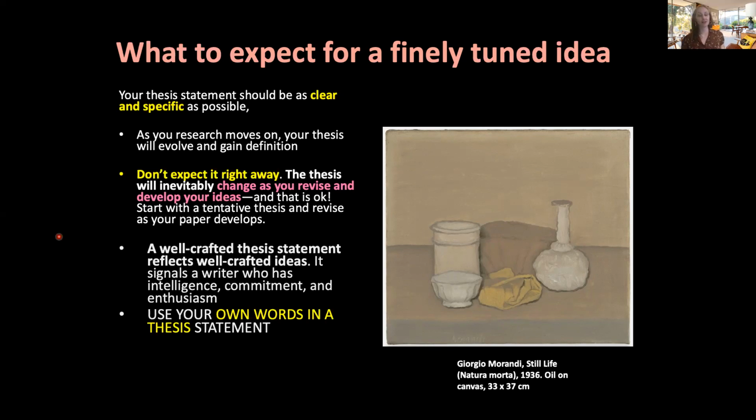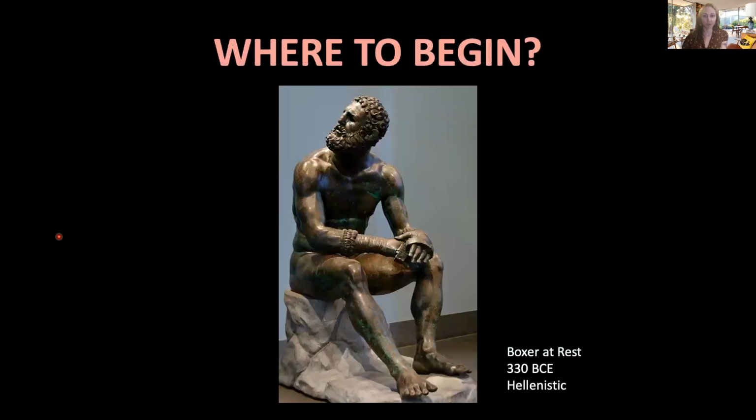Oh, and this is the great Morandi, kind of an artist. And look at how those bottles float in and out of space, so haunting. So where to begin? Where do you begin with this thesis? And this is a great boxer, now in Rome, thanks to being lost at sea.